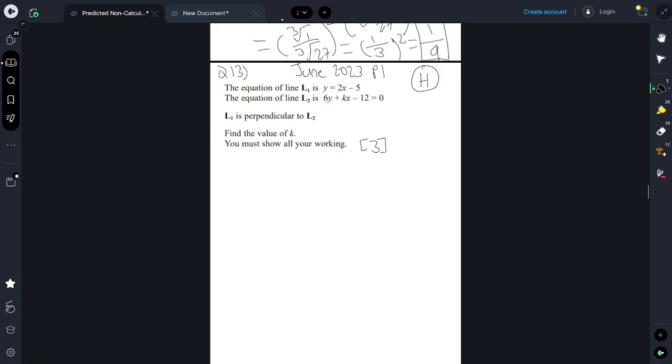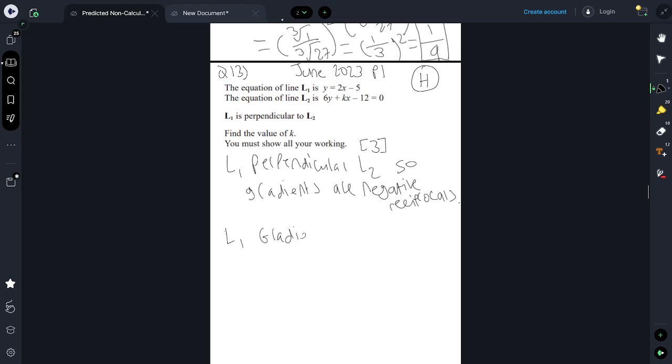So what does it mean to be perpendicular? Well, you should know that if they're perpendicular, it means the gradients are negative reciprocals of each other. So what this means is we need to find the gradient of L1, of both the lines even.